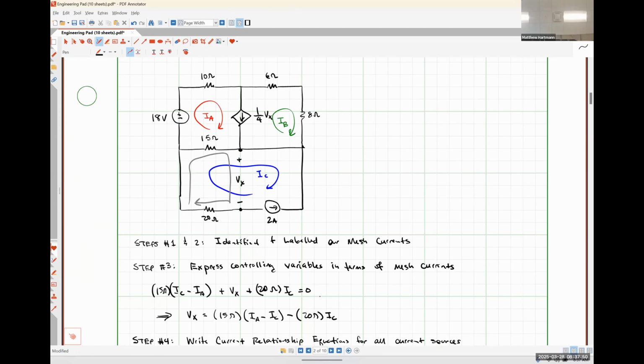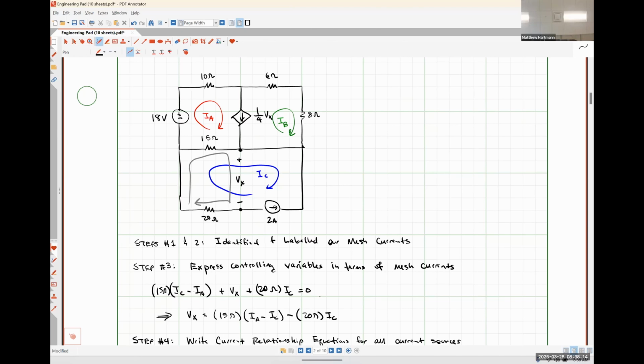So I'm going to write this current relationship equation exactly how I wrote my equation for my controlling variable in the previous example. I'm really just looking for which mesh current is in the same direction as the current source. It gets a plus sign. Which mesh current is in the opposite direction of the current source? It gets a minus sign, right?